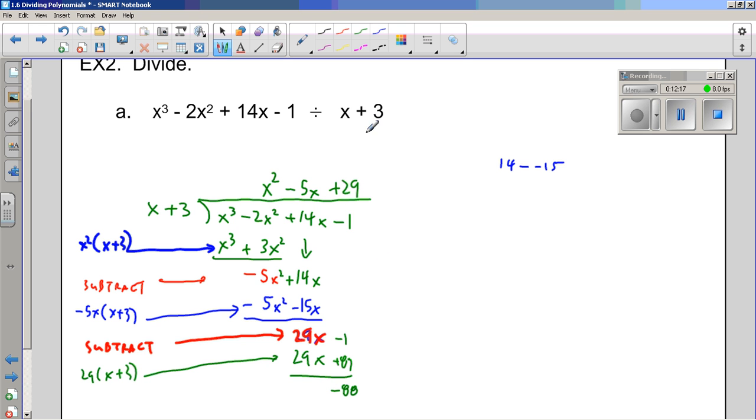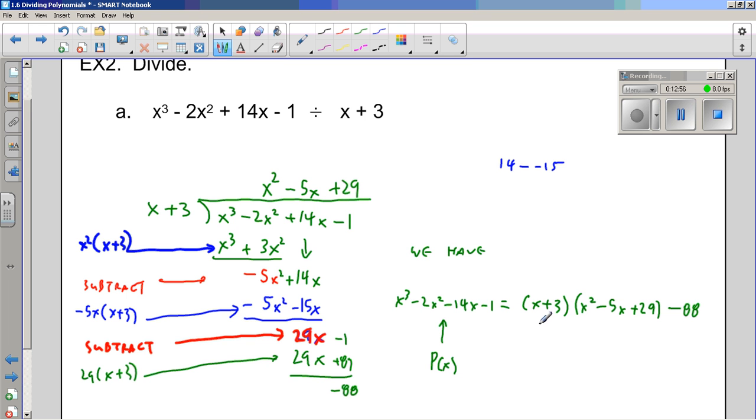So notice, what does this tell me? That means that this doesn't divide evenly into this. In fact, we have that the big polynomial is equal to what we were dividing by times the answer, and then a minus 88 on the end. Okay? This is my big polynomial.